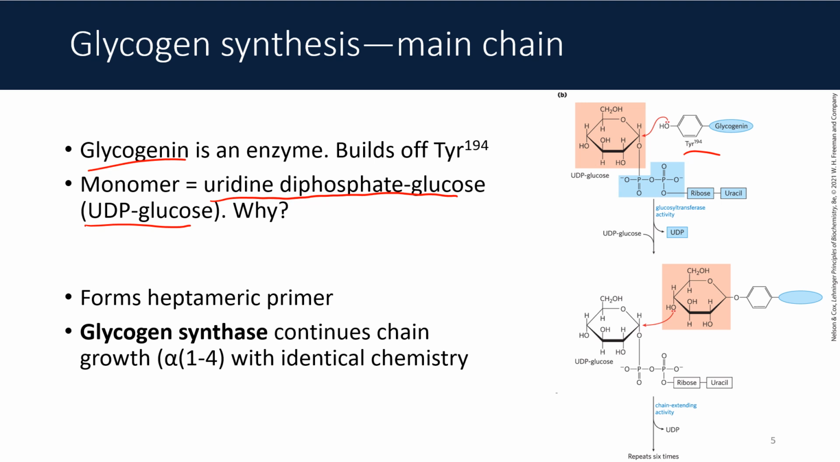Now, you would think that it would be easier to just build the glucose chain using glucose as the monomer, right? Well, biology goes through the effort of sticking on this nucleoside, this blue UDP moiety that I've circled over there, and there's really two perks of doing that. First, UDP is a good leaving group.